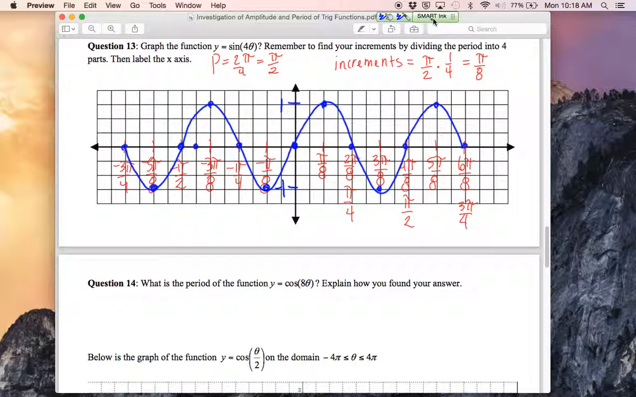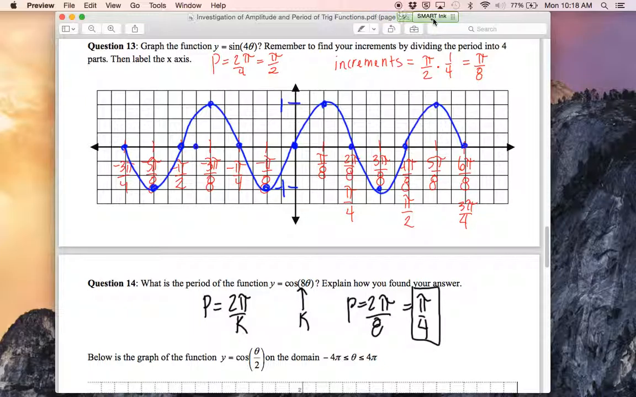What is the period of the function y equals cosine of 8 theta? So remember, period equals 2 pi divided by k, and that's your k there. So period equals 2 pi over 8, which is pi over 4. So that's my period. Below is the graph of this function.